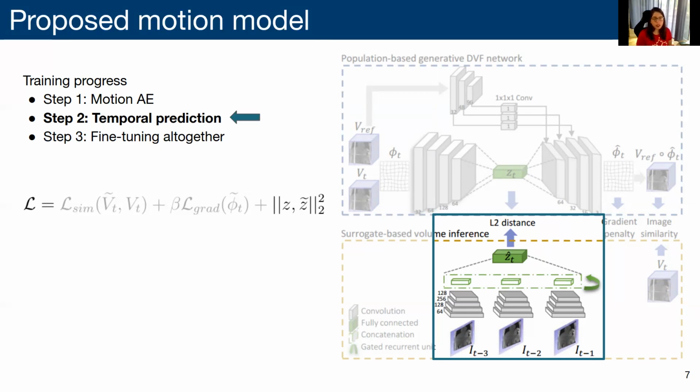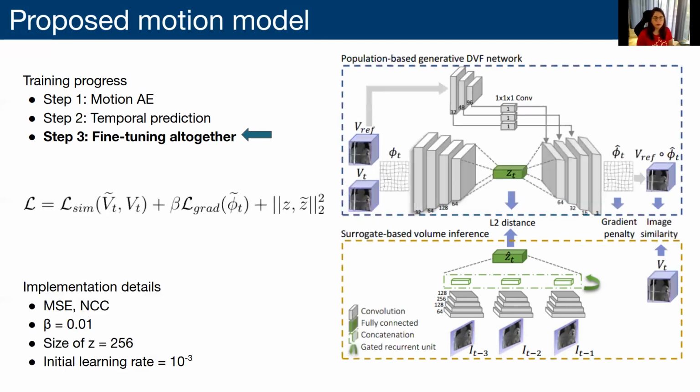The loss function here seeks to minimize the difference between the low-dimensional representation obtained by the autoencoder and the embedding regressed by the temporal predictor. During the training of this temporal predictor, the weights of the autoencoder remain fixed. In the third step, we combine both models and fine-tune them all together.